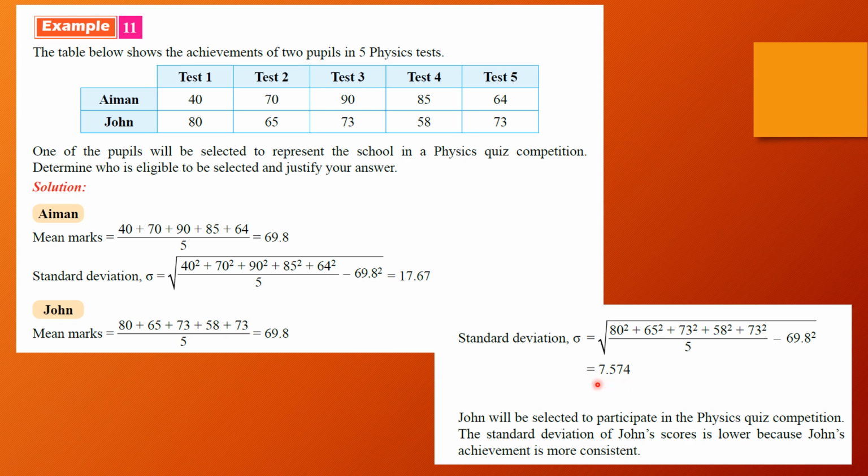So if the standard deviation is lower, that means the achievement of the pupil is more consistent. So here, John will be selected to participate in the physics quiz competition. The standard deviation of John's score is lower because John's achievement is more consistent.